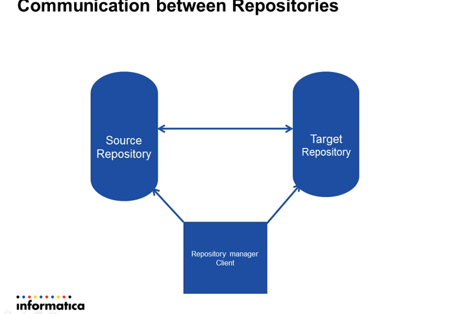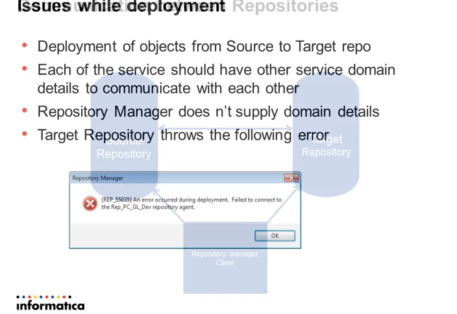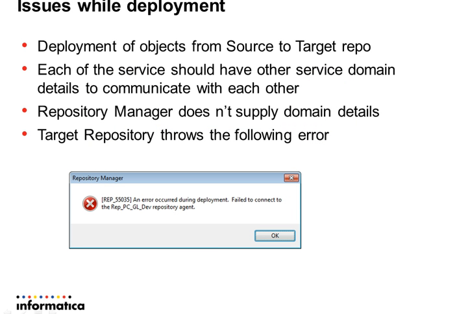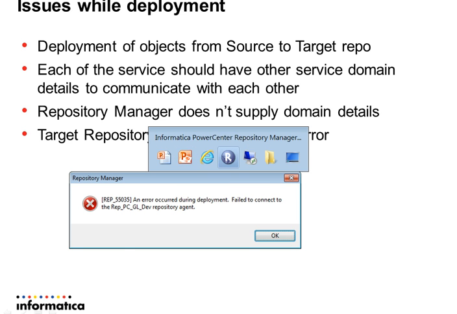each of the services should have the details of the domain of the other service where that service is running, like the node as well as the domain details, and also the port number. When we deploy the objects from source to target repositories, as I said, each of the services should have the knowledge of the other service's domain details. If they don't have the knowledge, then issues will arise, like communication issues.